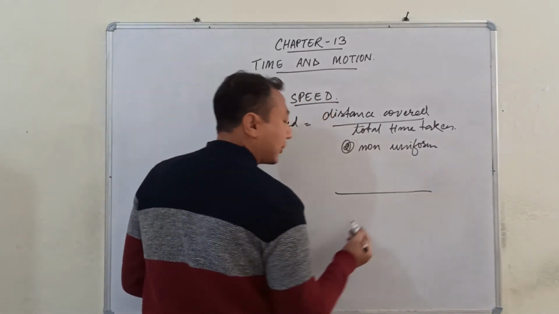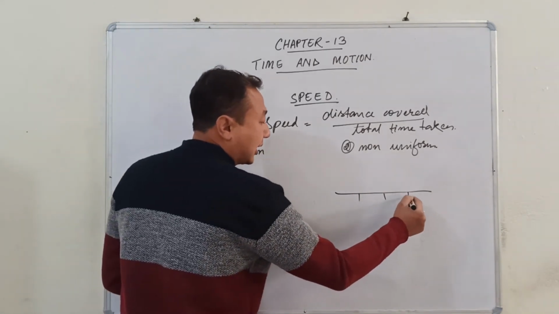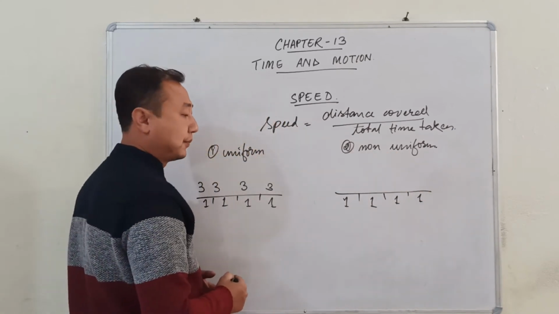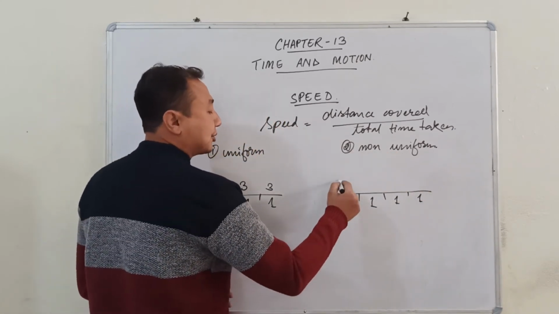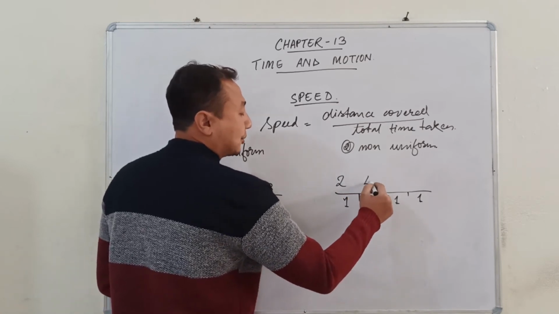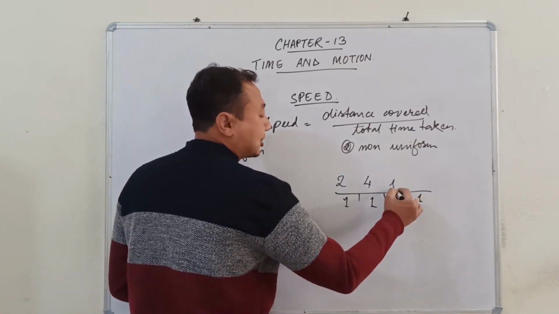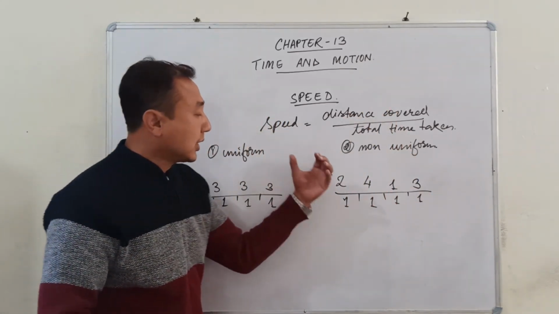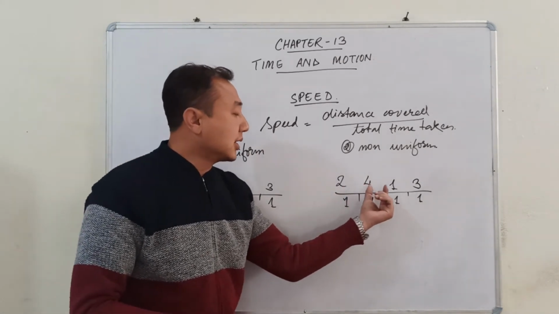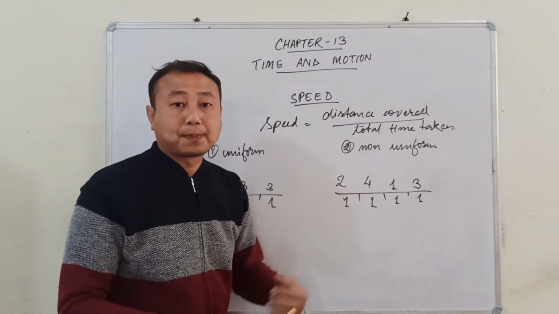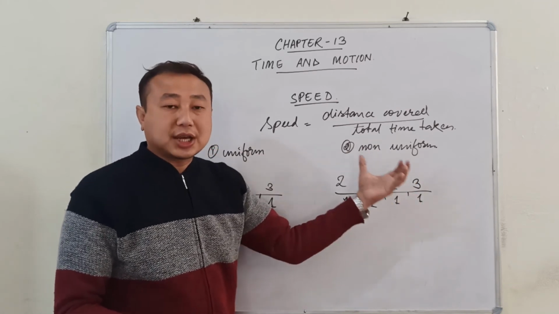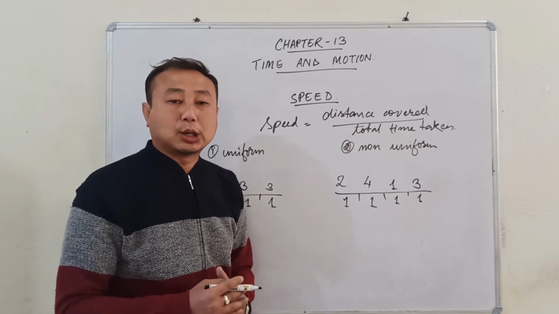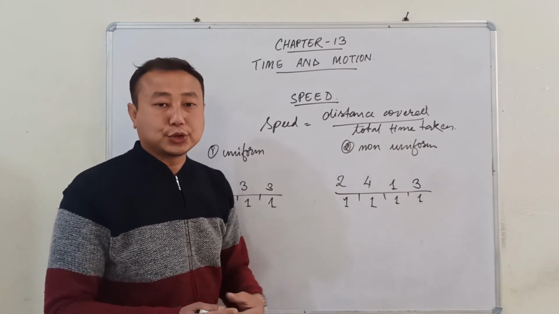Non-uniform speed. In this, the object will be covering unequal distance in equal interval of time. Let us say an equal interval of 1 hour. Let us say in the first 1 hour, the object covers 2 kilometers. In the second 1 hour, the object covers 4 kilometers. In the third 1 hour, the object covers 1 kilometer. And in the last 1 hour, the object covers 3 kilometers. So in this example, the object is covering unequal distance in equal interval of time. So if the object is covering unequal distance in equal interval of time, the speed that will be possessed by the object will be said as non-uniform speed.